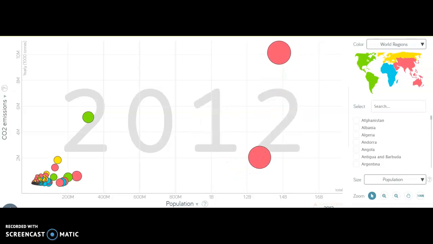At the end of the run, we can clearly see the countries that contribute most to CO2 emissions are the United States, India, and China, with China leading the way at 10.3 million tons in 2014.